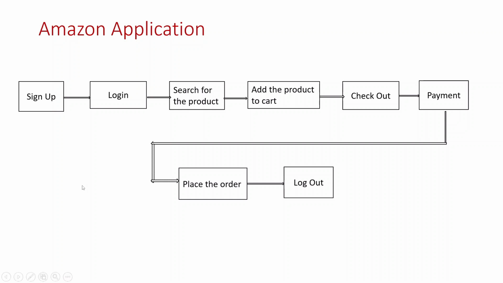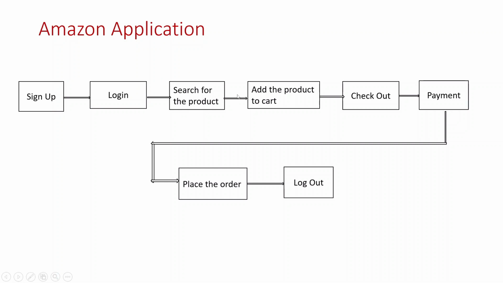So first they will do the sign up, they will do registration. After registration is completed, they will get the username and password. With that username and password, they will log into the application. Okay, and once they are logged into the application, they will land on the home page, and then they will search for some product. Let's say they are searching for some mobile.